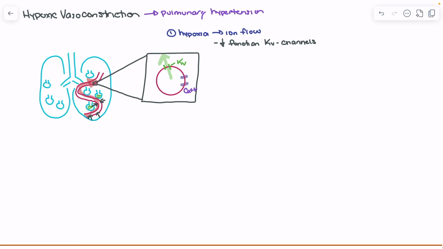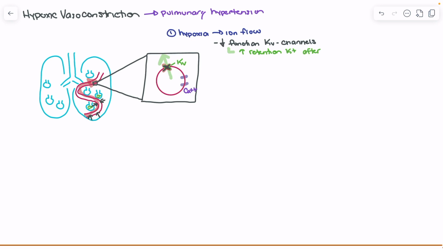The consequence of this is that these channels do not want to open as well during or after depolarization. So we see failure of these channels following depolarization, and that means more potassium remains in the cell following depolarization. So decreased function of the voltage-gated potassium channel leads to an increased retention of potassium after depolarization.